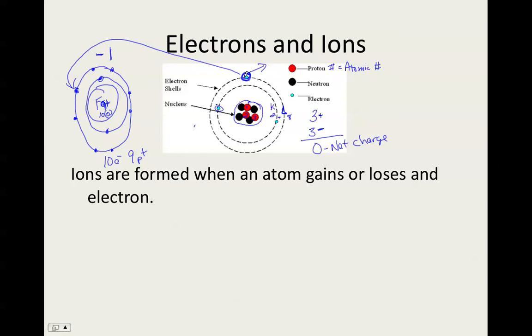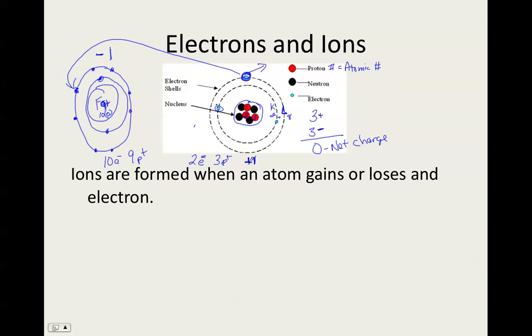And by losing this electron, this lithium atom has 3 protons and 2 electrons, which gives it an overall net charge of +1. So you end up with opposite charges. And we'll discuss how they relate to each other in a second.